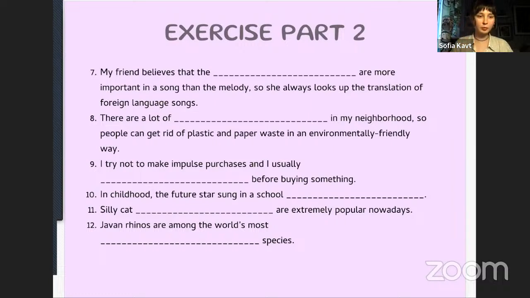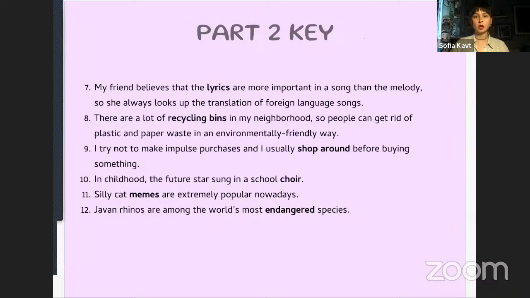Remember, when a group of people sings together, this is not always a band, not always a group. There is another word for it. Choir, absolutely. Choir. Okay, and what about the last point? Javan rhinos are among the world's most endangered species. Yes, that is right. Okay, so let's take a look at the keys right here.